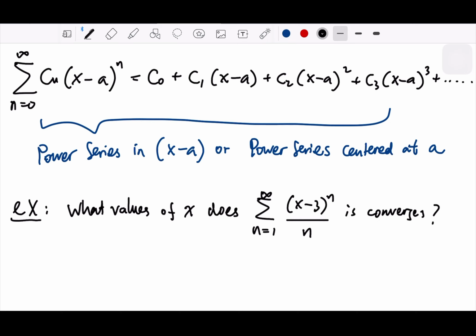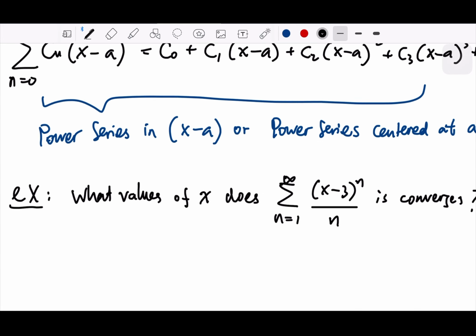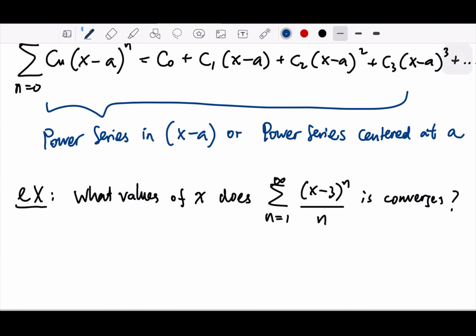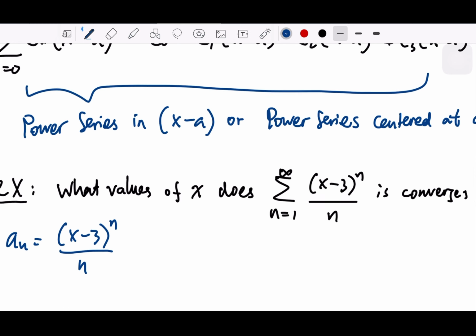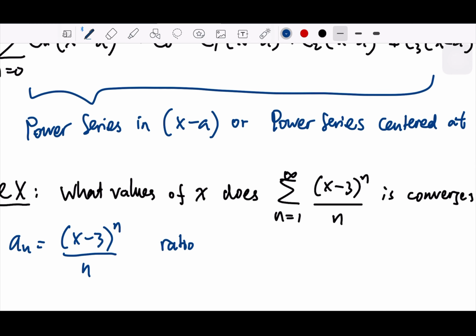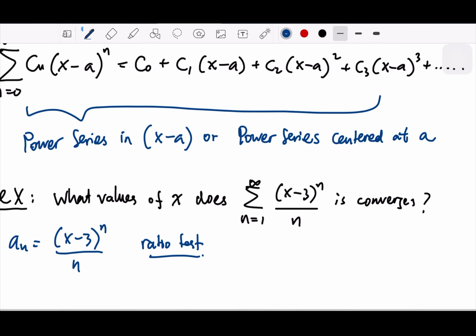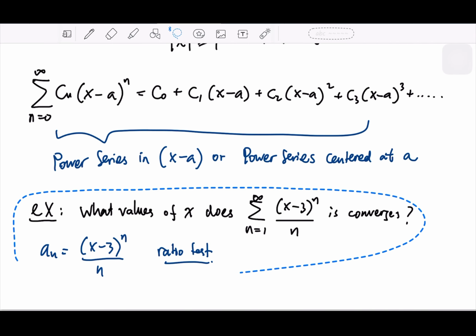So the thing here is the methods you have learned before. We can use all the methods to check whether it's converged or diverged. The difference is we are going to have some x now. So if we let a_n be x minus 3 to the n over n, then we can just use the ratio test. Let me copy this and write it in the new slide.